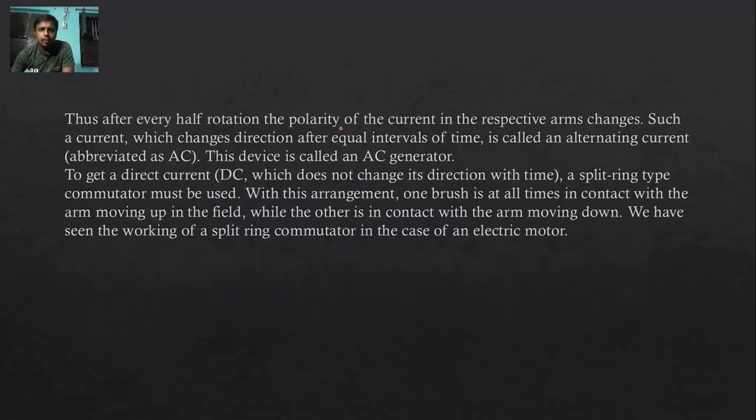Thus, after every half rotation, the polarity of the current in the respective arms changes. Such a current which changes direction after equal time intervals is called an alternating current. Alternating currents are currents which change their polarity after a certain time interval. The device that creates this type of current is known as an AC generator. To get a direct current, DC, which does not change its direction with time, a split ring type commutator is used.